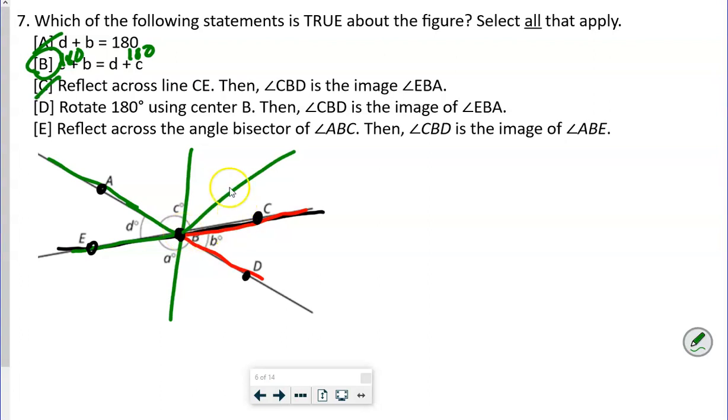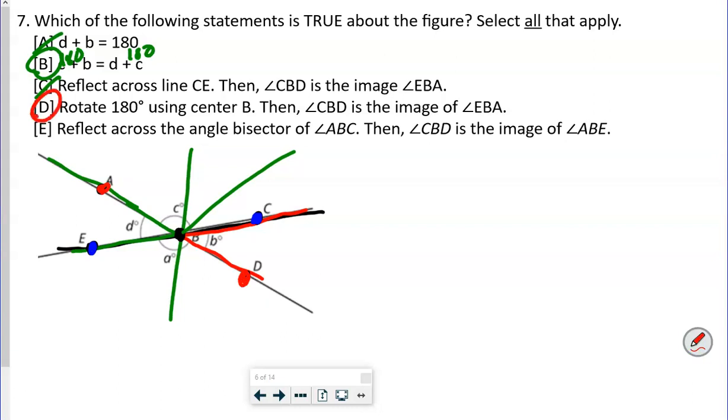Rotate 180 degrees. So if I was to rotate 180 degrees, let's just do this again and give these different colors. So if we were going to go CBD, so CBD becomes E. Yes, if we rotated that 180 degrees, definitely that would occur. Y'all see the difference here? So that's D and that's A. So that was definitely true.